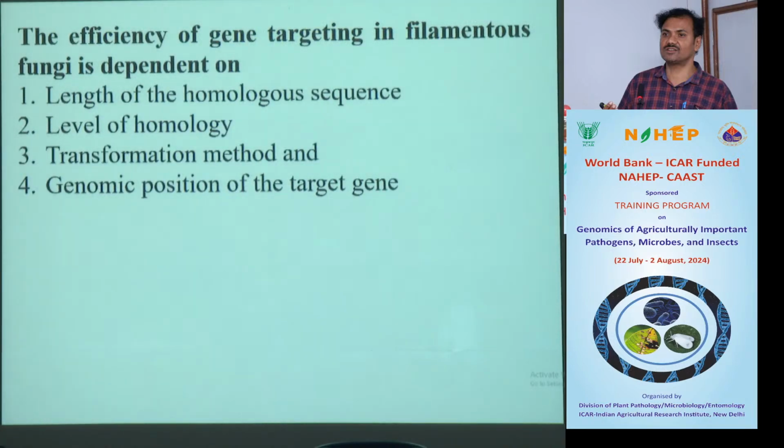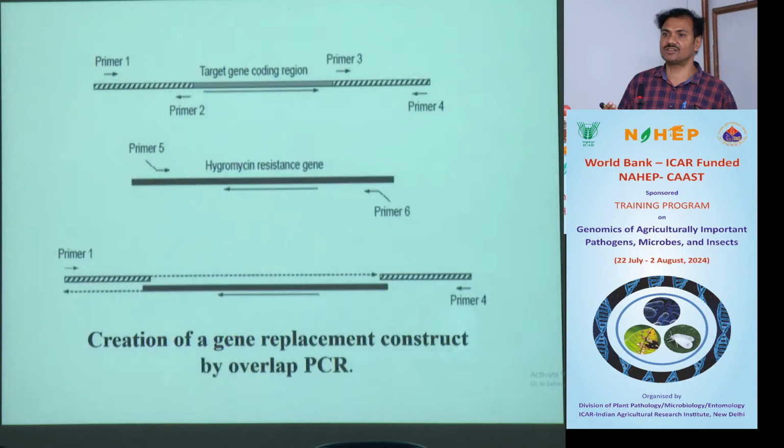You need the construct, whatever construct you are making, a linearized one. You know the structural gene has a 5' UTR and a 3' UTR, the 5' untranslated region and 3' untranslated region. For that region, I can show you the picture here. You can see this.